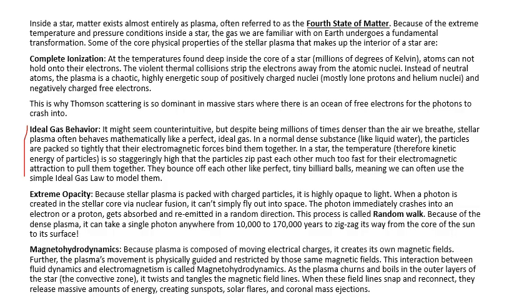There is also extreme opacity. Because this stellar plasma is packed with charged particles, it is highly opaque to light. When a photon is created in the stellar core through nuclear fusion, high energy gamma rays, it can't simply fly out into space. The photon will get immediately absorbed, or it will crash into an electron or a proton, and then be re-emitted in a random direction, which is actually the Thomson scattering.